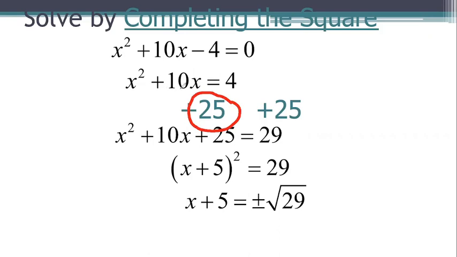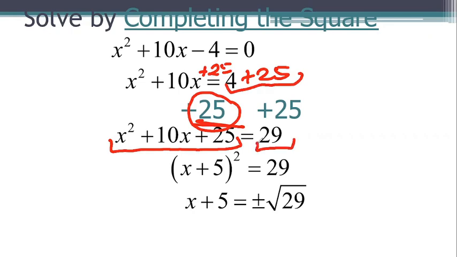10 divided by 2 is 5. 5 times 5 is 25. So we add that on both sides, plus 25 plus 25. After that, we have x squared plus 10x plus 25, and 4 plus 25 is 29. We get the square of the binomial. The square root of x squared is x. The square root of 25 is 5.